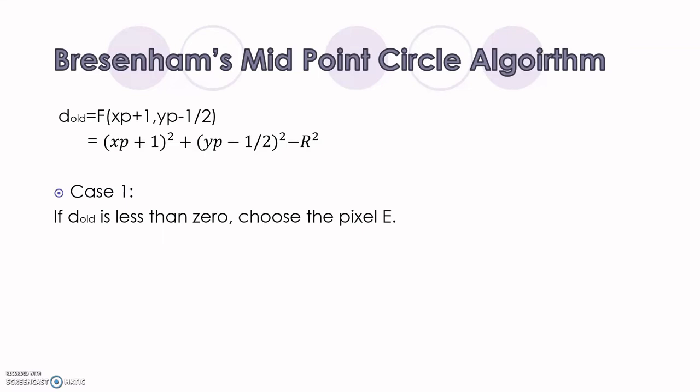That is, if D old is less than 0, choose the pixel E. So the next midpoint will be 1 increment in x. When we are choosing the east pixel, x is only incremented, because from the previous pixel, when we move 1 unit right only, we get the E pixel. So now D new will become f of xp plus 2, yp minus half. We give this into the function, that is xp plus 2 whole square plus yp minus half whole square minus r square. Now we'll find out D new minus D old.